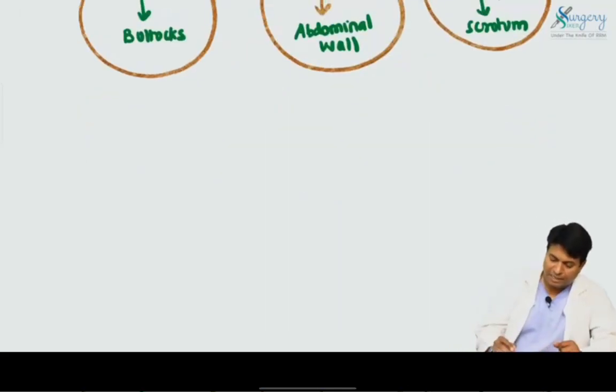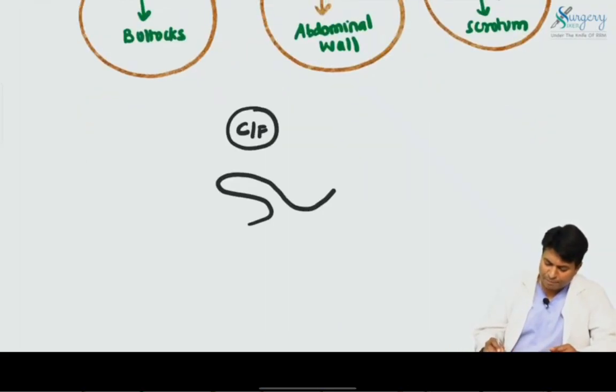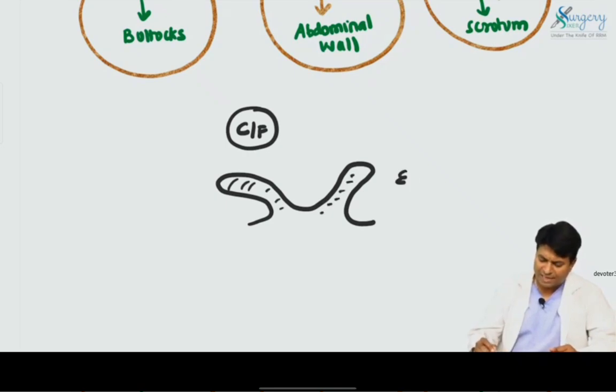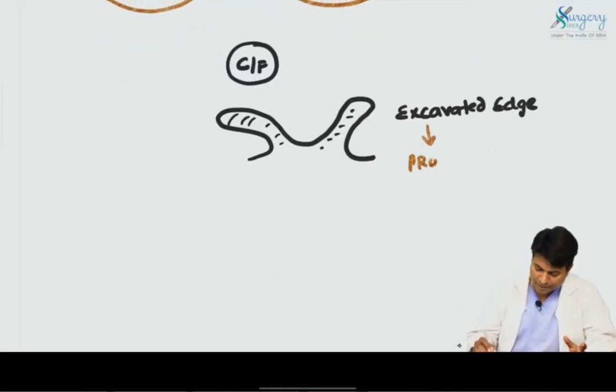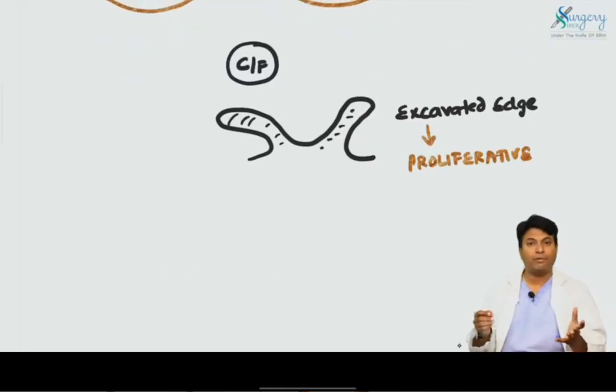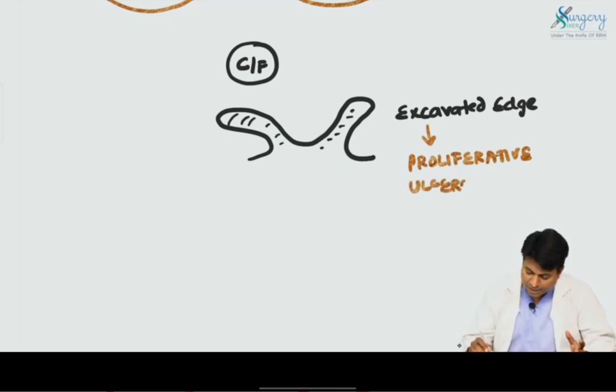Now the typical classical features on examination of the ulcer. The ulcer will have this type of edge. Squamous cell cancer has an excavated edge. Basal cell cancer has a rolled-out edge. Squamous cell cancer is a more proliferative type of growth. It can look ulcerative plus proliferative.